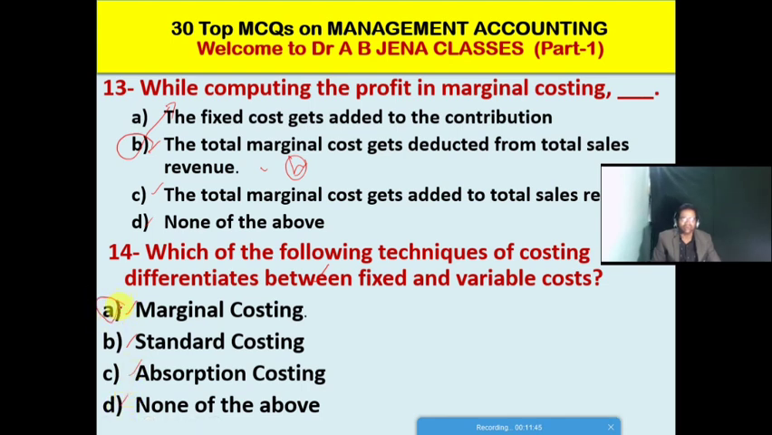Friends, A is the right option for this MCQ. Marginal costing is the technique of costing that differentiates between fixed cost and variable cost. So A is the right option for this MCQ. So next MCQ.